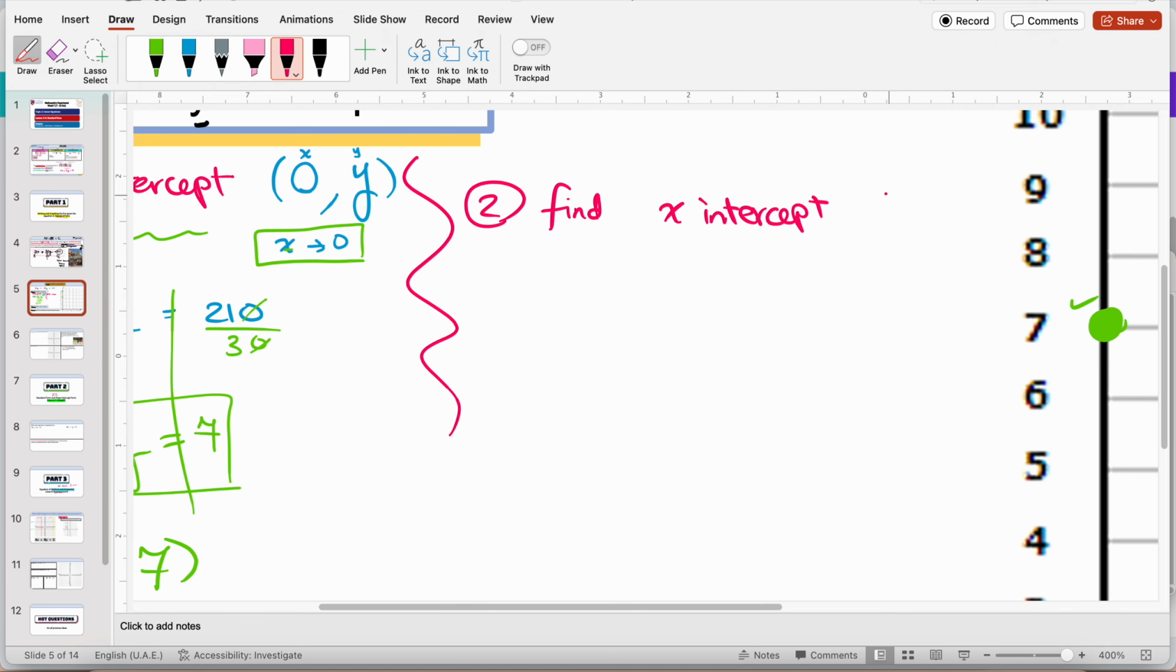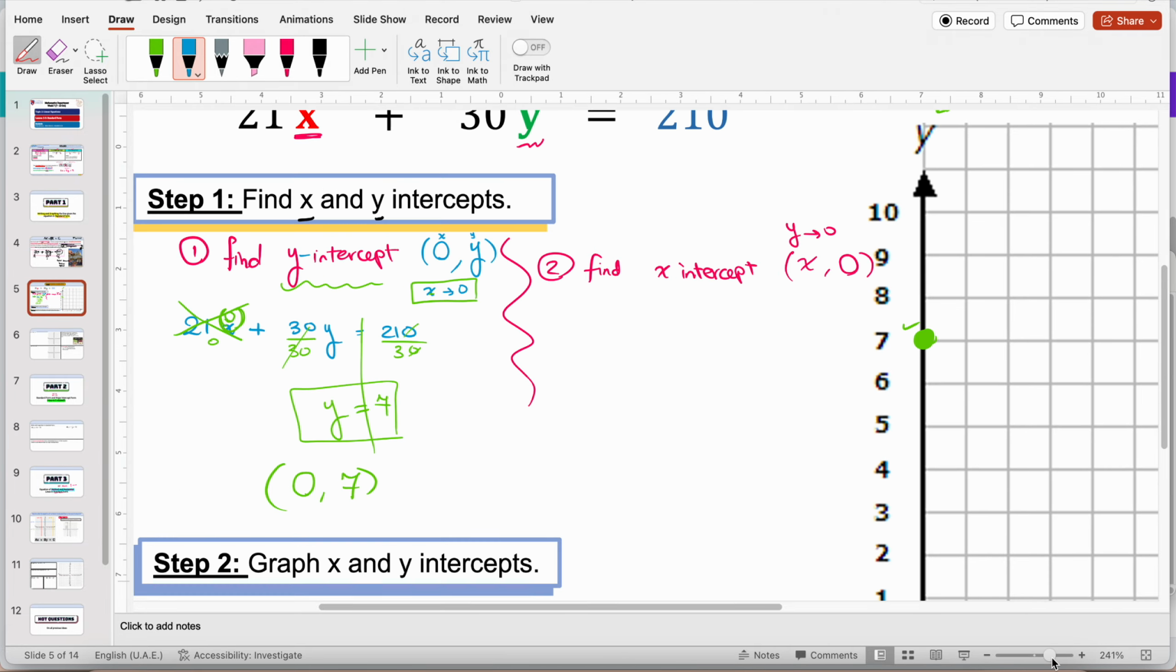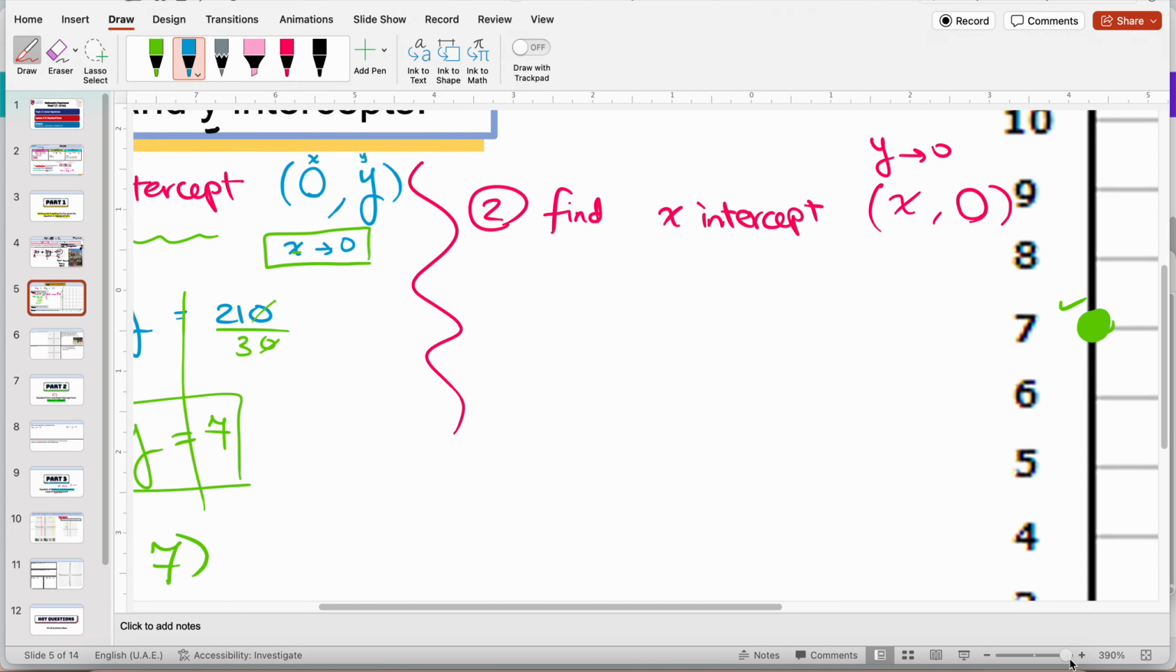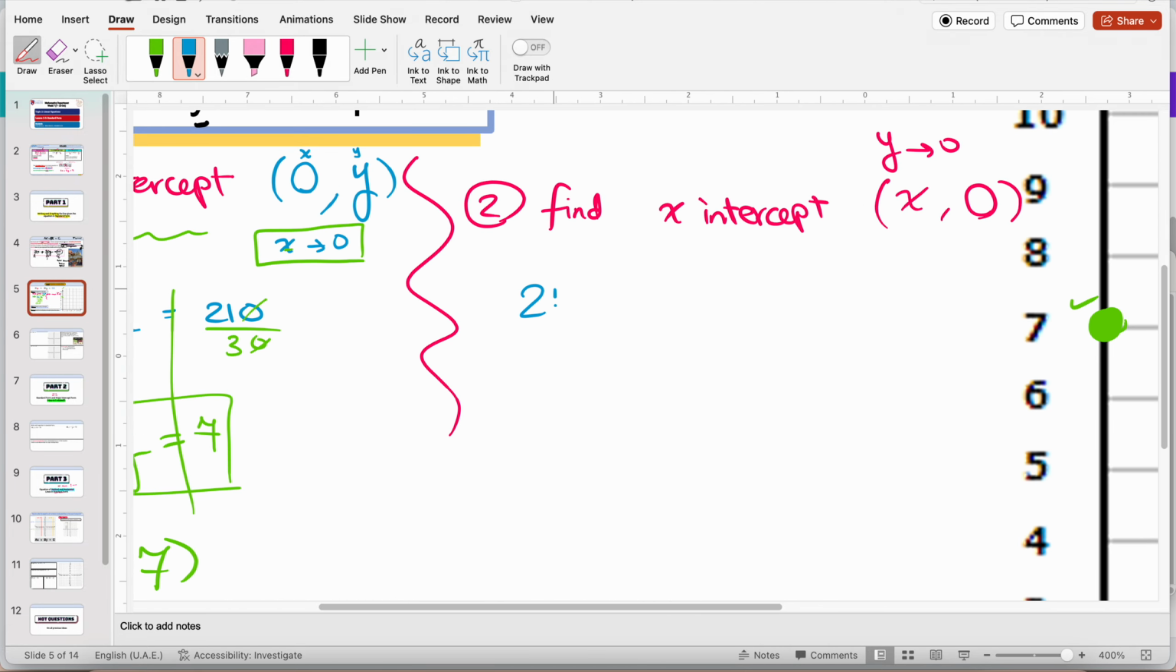Again, remember, an x-intercept point looks like this. It has an x value and the y is 0. So directly I know that for the x-intercept, the y of it is 0. So write your equation. It was 21x plus 30y equals 210.